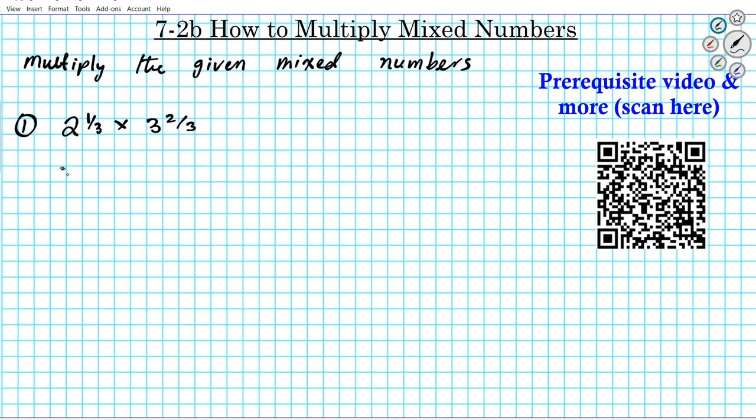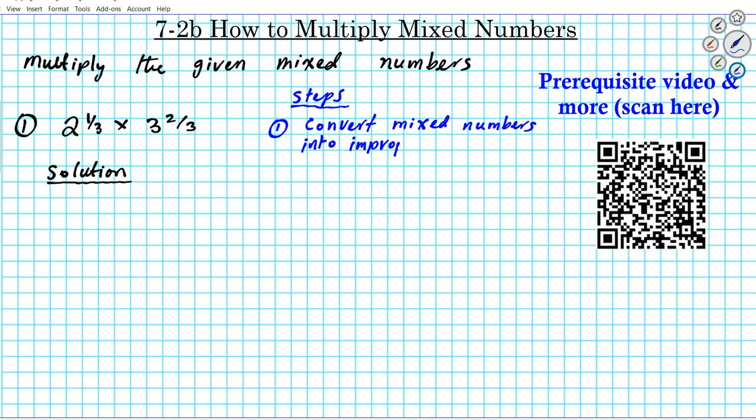Alright, so to get us started with the solution to this problem, let's go over the steps that are going to guide our problem solving process. These are the steps for multiplying mixed numbers. The first thing you want to do when you're multiplying mixed numbers is convert mixed numbers into improper fractions.